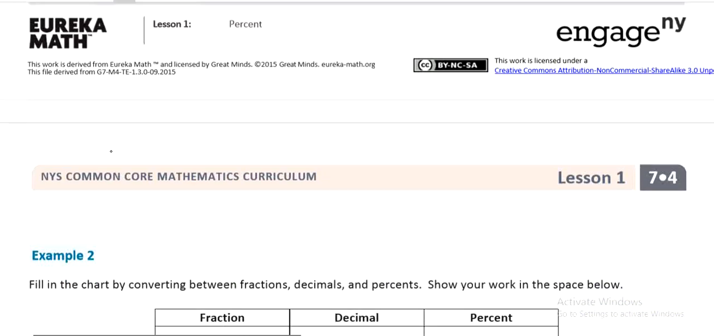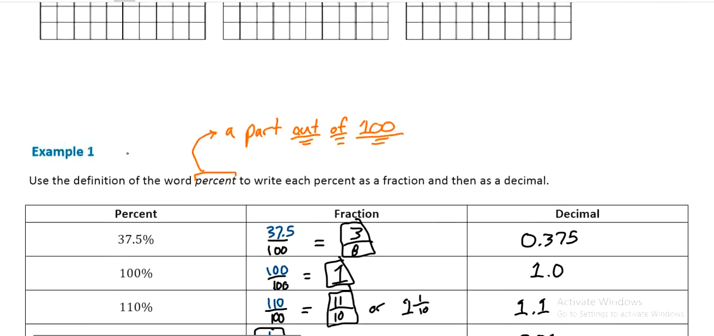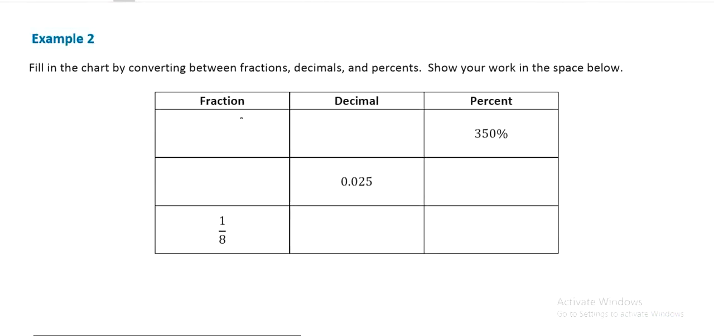Okay. Sliding down to example 2, kind of going a little further with that, except now we're not just starting with percents all the time. They give us different forms of it. So this first row here, they give us the percent, so that's good. We have to find out what this 350% is as a fraction and a decimal.